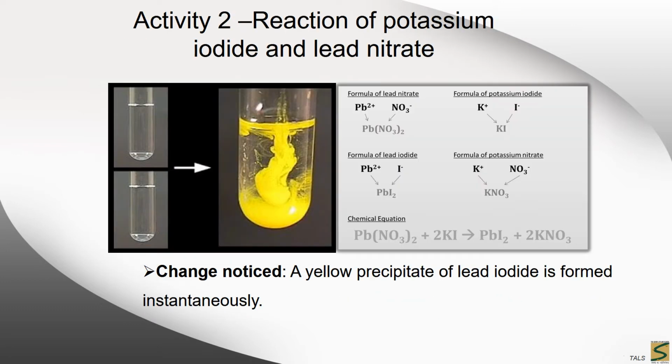Moving on to activity 2, reaction of potassium iodide and lead nitrate. Looking at the picture given here, initially both the solutions, potassium iodide and lead nitrate, are colorless. When they are mixed with each other, a yellow precipitate is formed instantaneously. Lead nitrate and potassium iodide react with each other to form lead iodide and potassium nitrate. This lead iodide is a precipitate. The change noticed here is that a yellow precipitate is formed and two liquids form a solid.